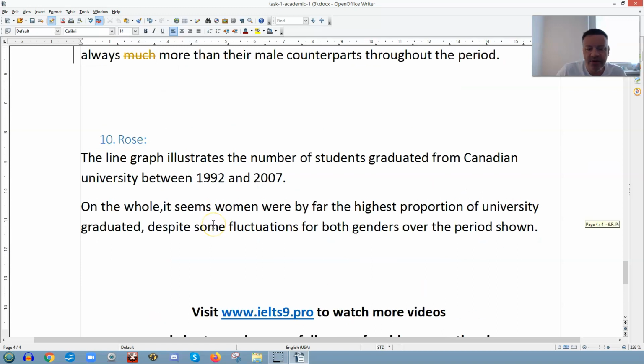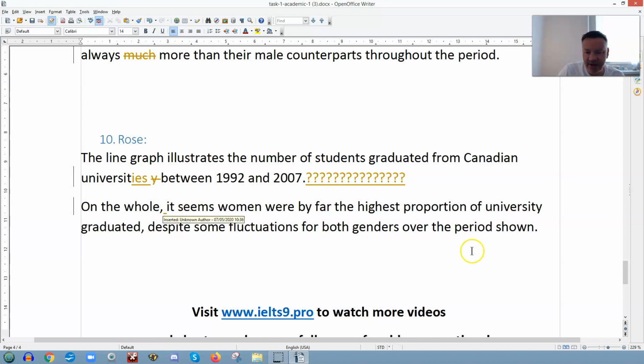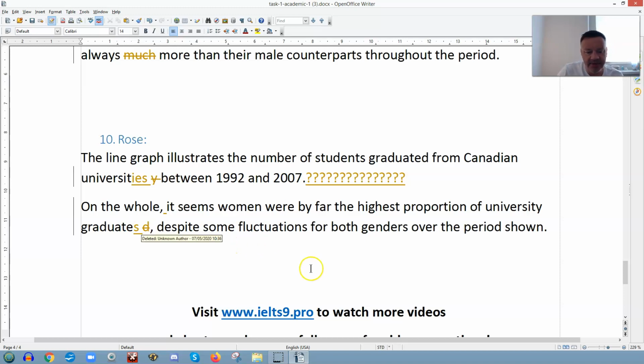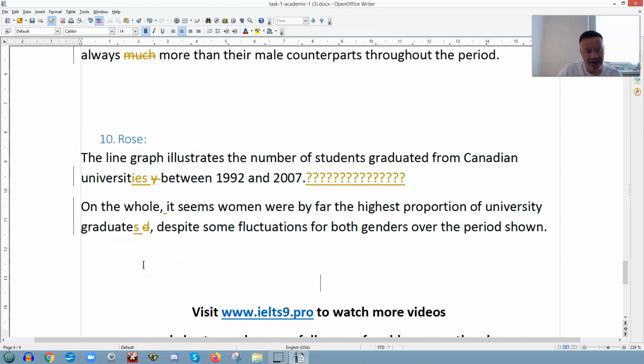The line graph illustrates the number of students graduated from Canadian universities between that and 2007. Okay. Gender, how's it measured? On the whole, it seems women were by far the highest proportion of university graduates, despite some fluctuations of both genders over the period shown. Okay, it doesn't really give a lot of detail in the overview there. So you need to put as much detail in as possible.